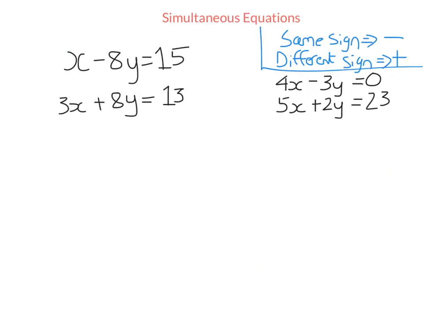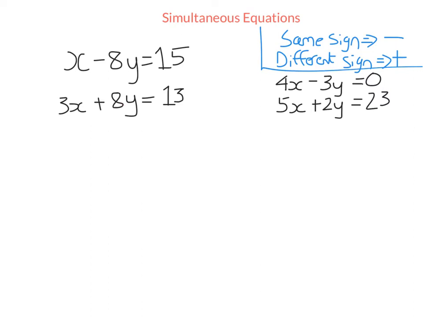So the idea here is simple. We have two equations and two variables, x and y. We don't know how to solve equations with two variables. We don't know how to solve something like x minus 8y equals 15. So what we're going to do is eliminate or get rid of one of the variables. So which one do we get rid of? Well, you get rid of the one that has the same coefficient, or number in front of it, in both equations. So here, the y in both equations has an 8 in front of it. We are going to eliminate the y's.